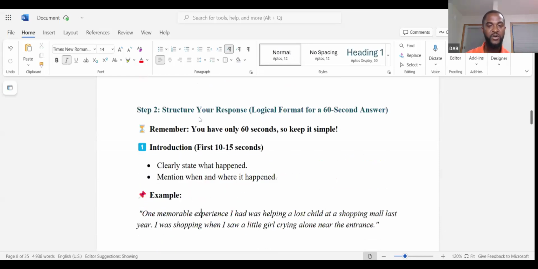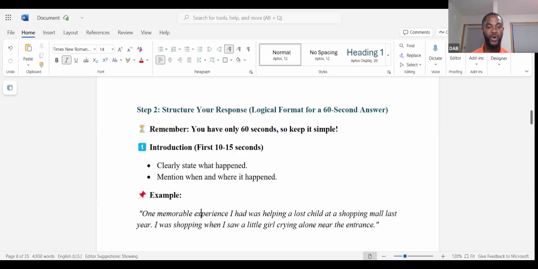So also structure your response. Remember that you have only 60 seconds, so you keep it simple. If you have a tendency to beat around the bush, it is not needed here. You go straight to the point. You talk about the main point. You keep it simple within 60 seconds, and then you're okay.